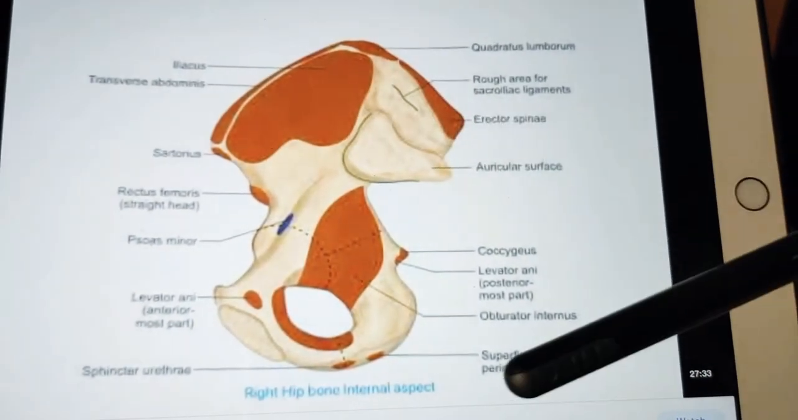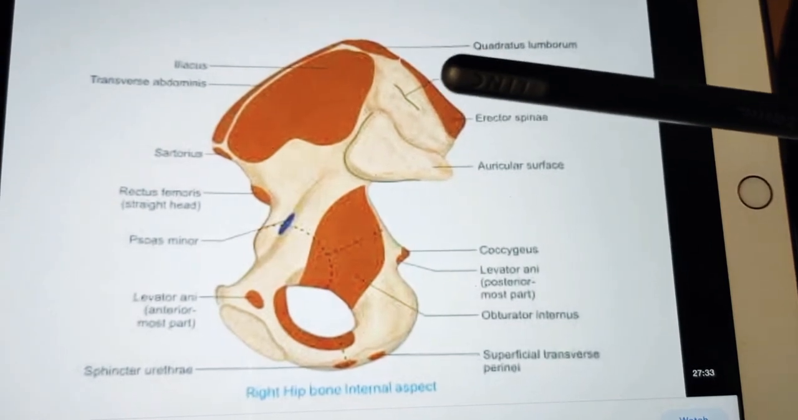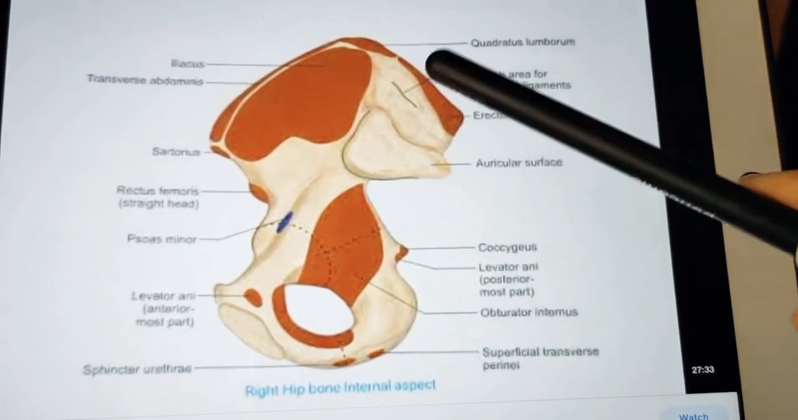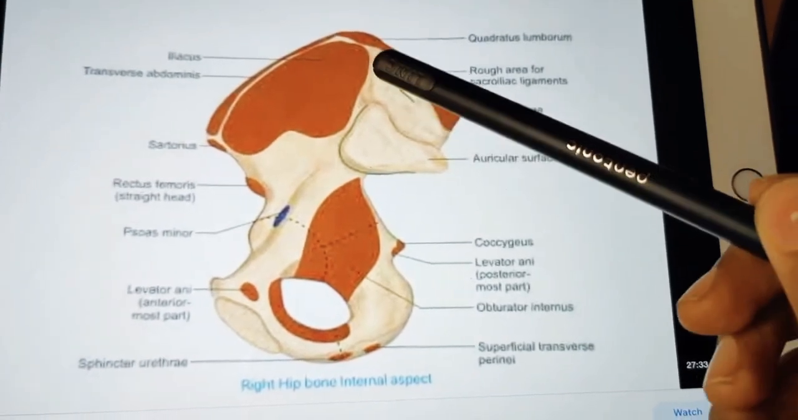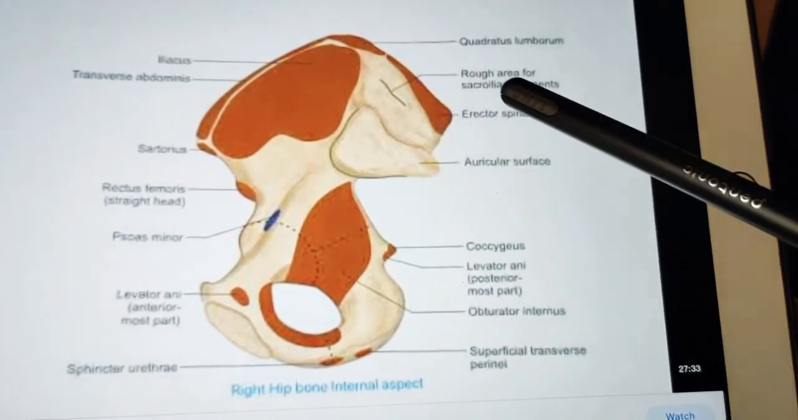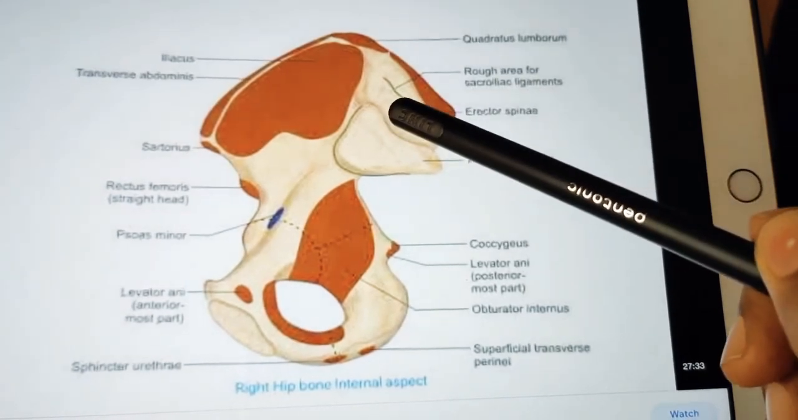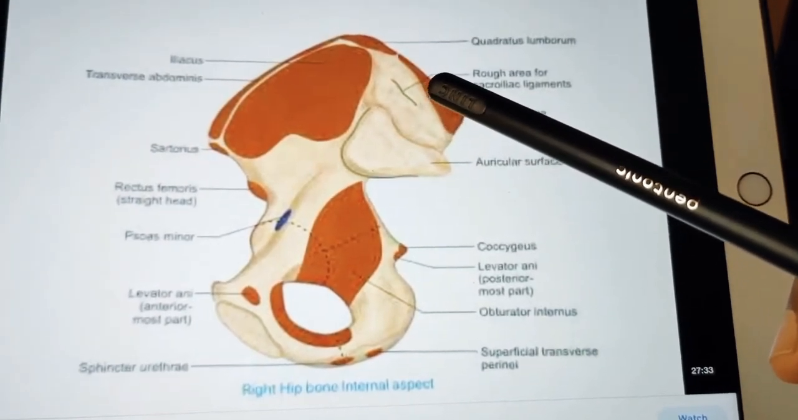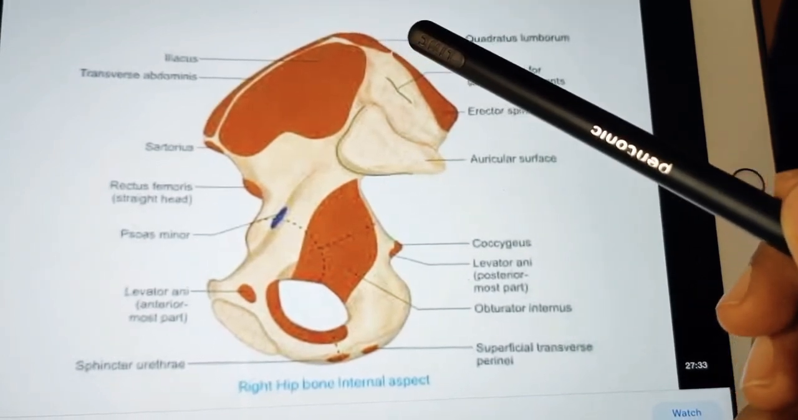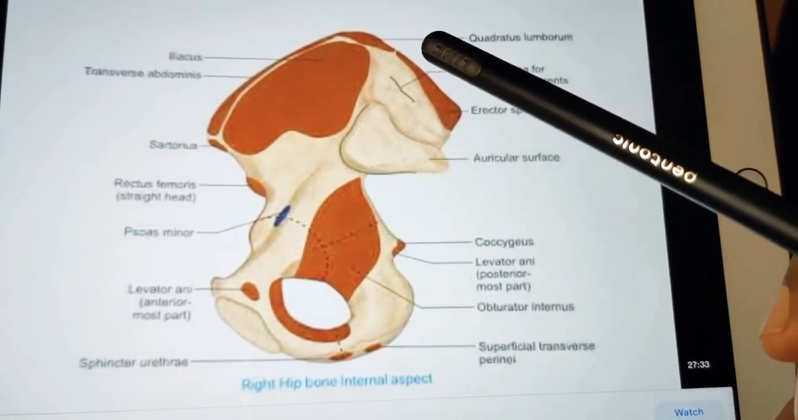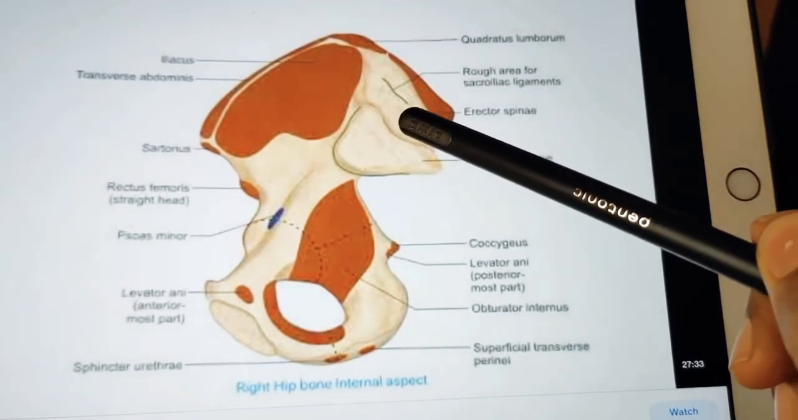Next coming to the part that is the iliac tuberosity. So you know this is the iliac tuberosity, right? So the iliac tuberosity provides attachment to the interosseous sacroiliac ligaments. You can see the rough area for sacroiliac ligaments, especially the interosseous sacroiliac ligament in its greater part, and the dorsal sacroiliac ligament will be located posteriorly, and the iliolumbar ligament will be superiorly.